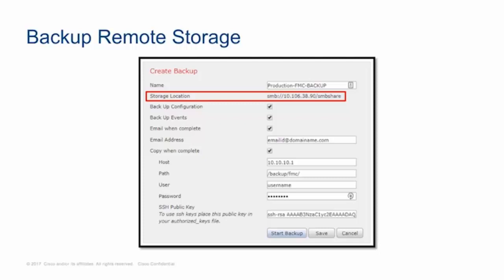So I said the difference here between copy when complete and remote storage is that copy when complete is going to perform the backup on the local machine, and once the backup is successful, it is going to copy the created backup to the SCP server that we configure. This is going to be a copy of information.